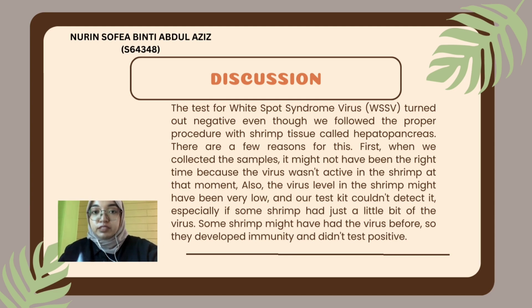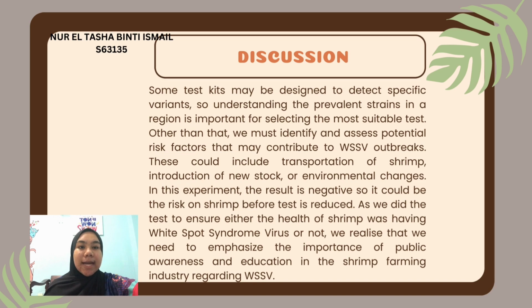Shrimp might have the virus before they build strong immunity towards it. Also, some test kits may be designed to detect specific variants, so understanding the prevalent strain in a region is important for selecting the most suitable test.